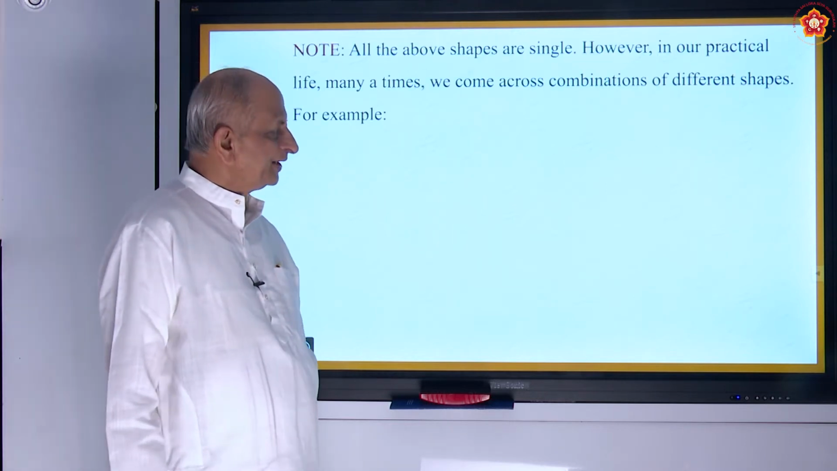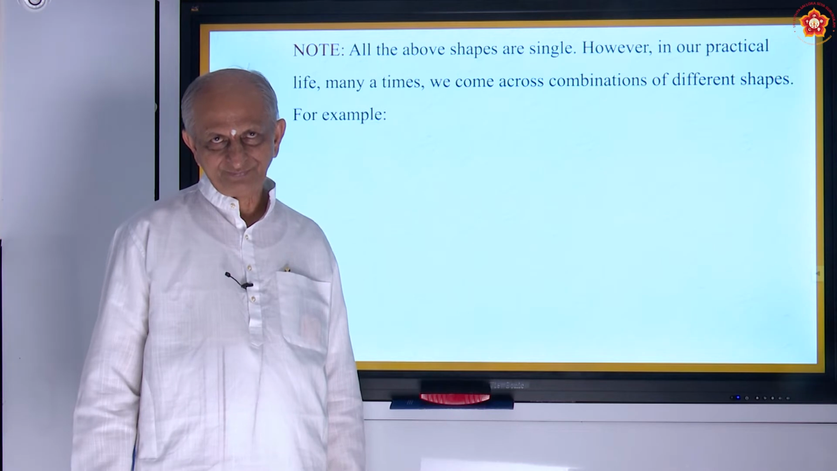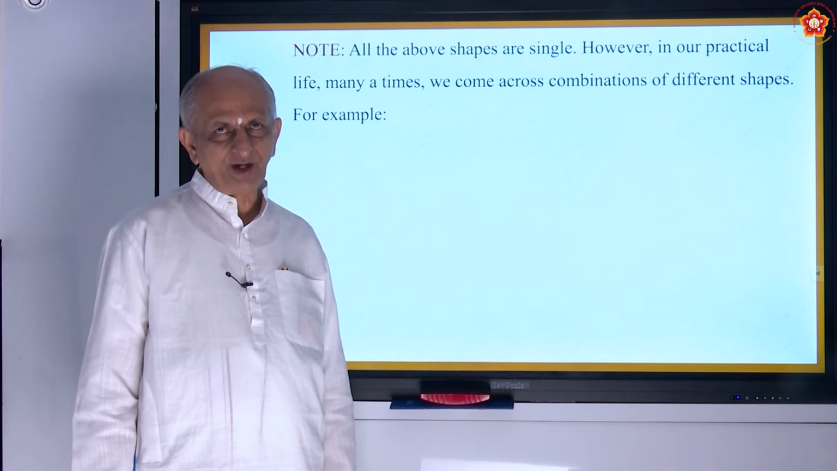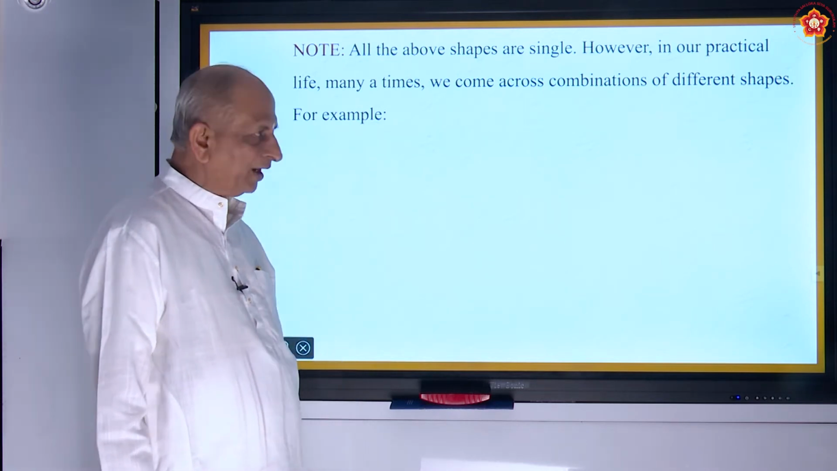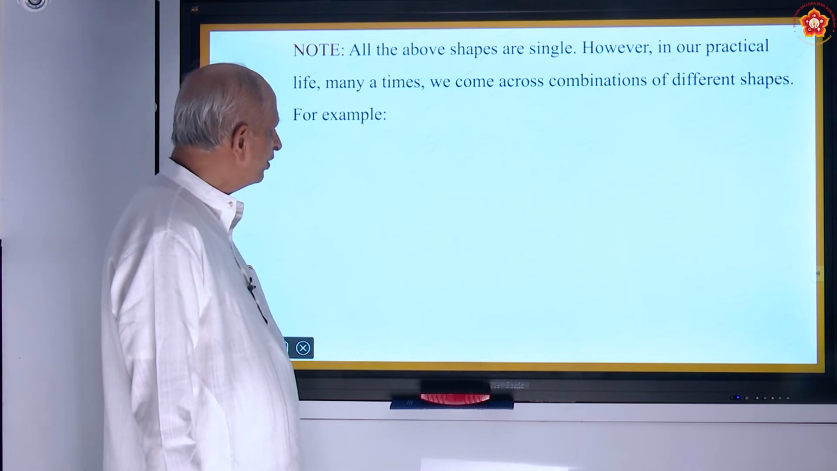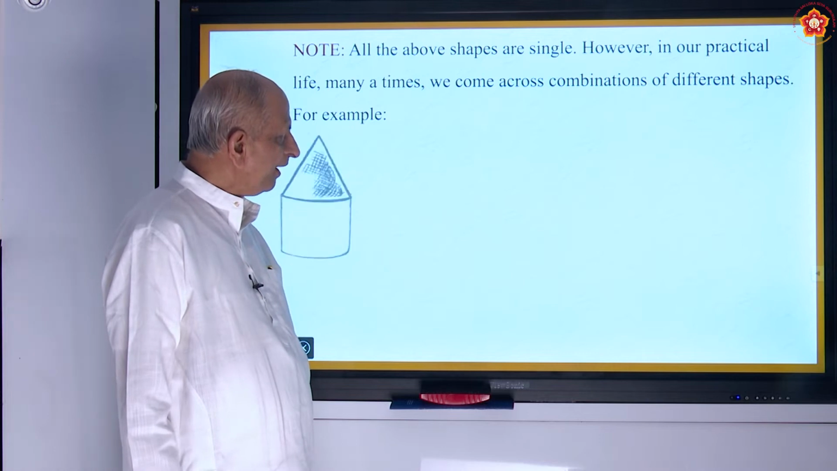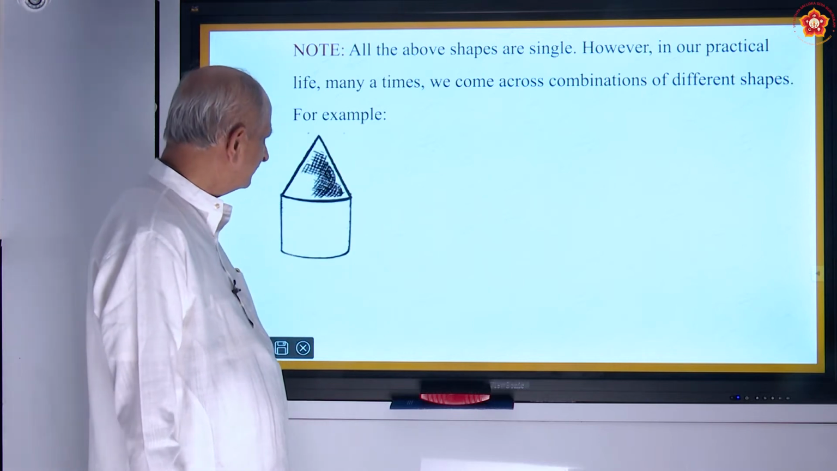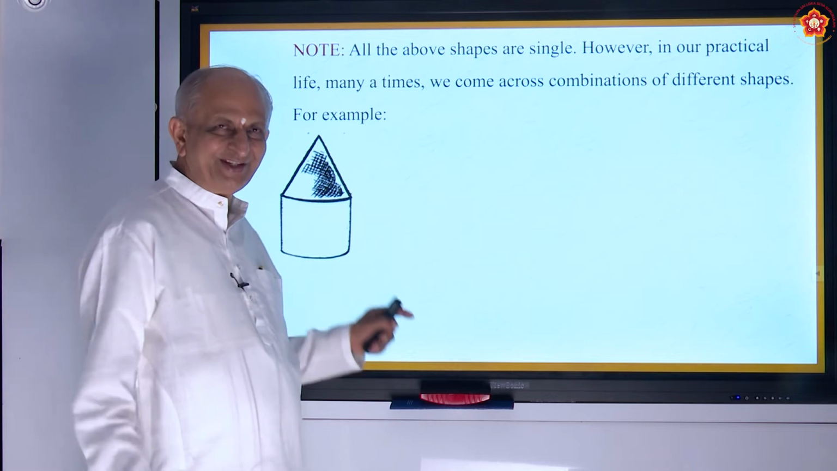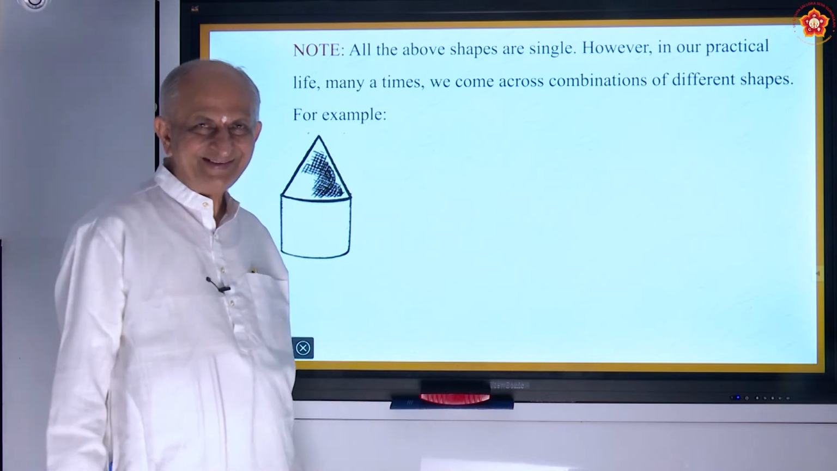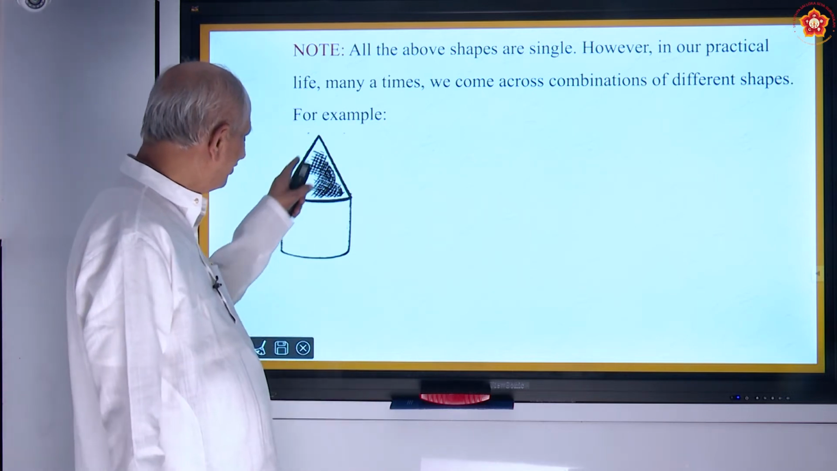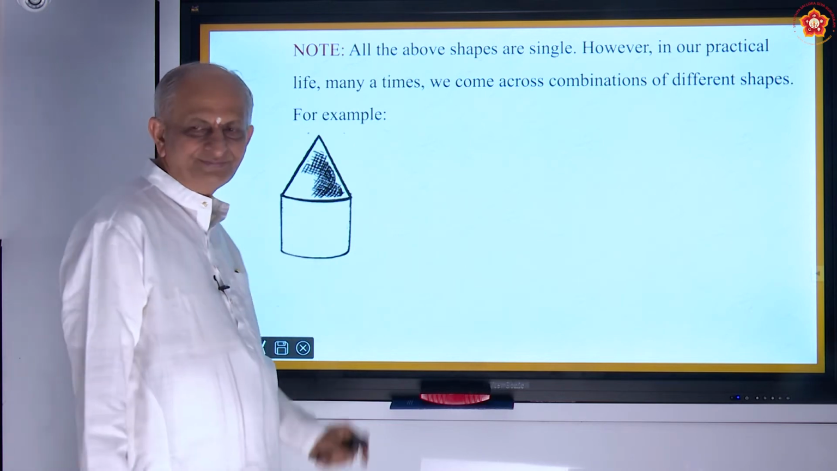All the above shapes are single, meaning which can be drawn on the board or book. However, in our practical life, many times we come across combination of different shapes. So this you have seen in ice creams, correct? So here you find a cone on a cylinder.